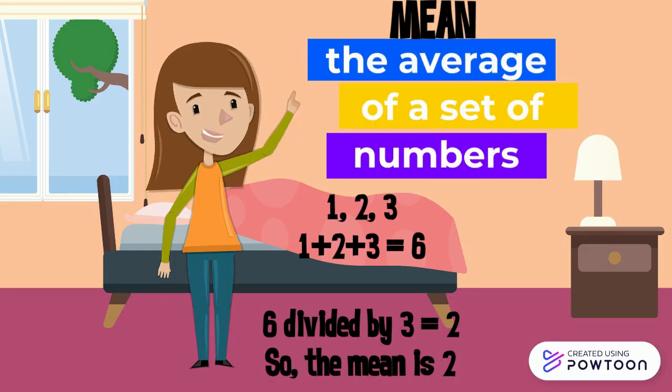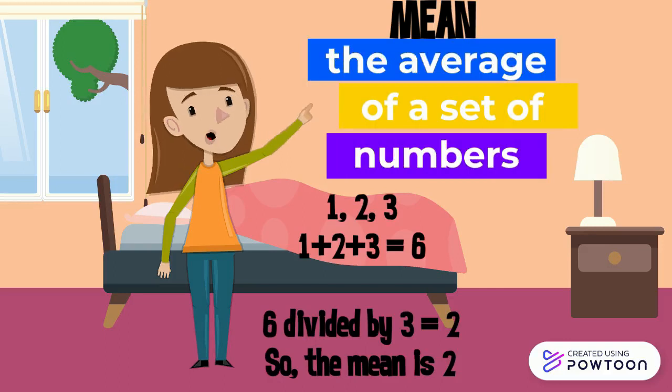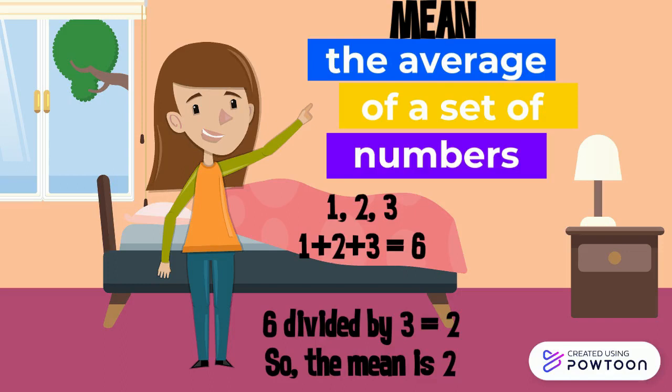The term mean refers to the average of a set of numbers. For example, if you had a set which included the numbers 1, 2, and 3, and you wanted to find the mean, you would add them together, getting a total of 6. Then you would divide by 3 because there are 3 numbers in the set. Your mean would be 2.